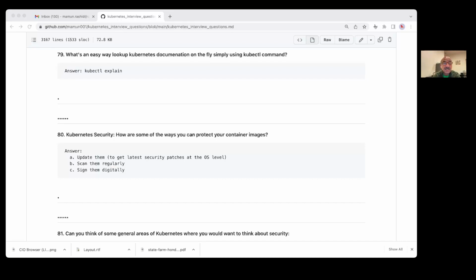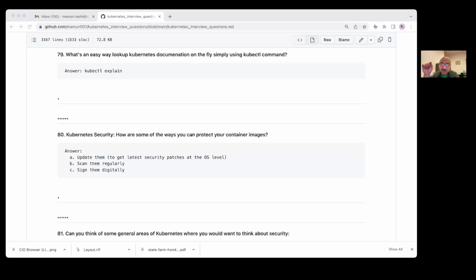Today's first question: what is an easy way to look up Kubernetes documentation on the fly, simply using the kubectl command? This is probably the most favorite topic in Kubernetes, and my most favorite question to ask. Why? Because even in the CKD or CKA exam, you can really get a lot of stuff done without having to know anything, just by using the kubectl explain command. So for example, you can say kubectl explain pod. It will give you the top level attributes of the pods, and it'll give you exactly what they are, like objects or maps and strings and whatnot.